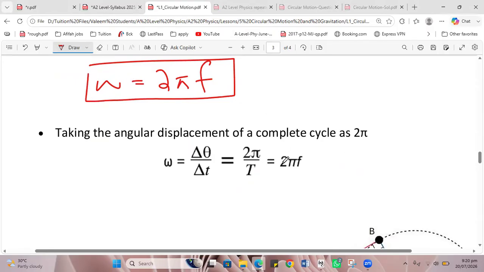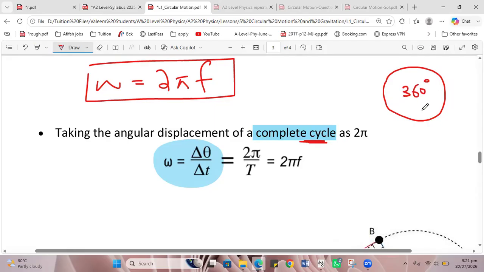This is another formula for angular velocity. Now, how did we come up with this formula? Let's look at this. Omega is equal to theta upon time, right? Angular displacement upon time. Okay, if I say that the object is completing one cycle, what does one cycle mean? One cycle means one rotation. So in one rotation, how many degrees do we have? 360 degrees. And what is 360 degrees in radians? 2 pi. So the formula now becomes 2 pi divided by capital T.